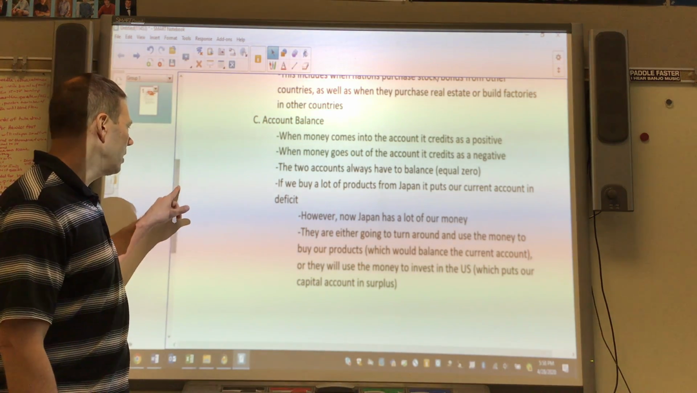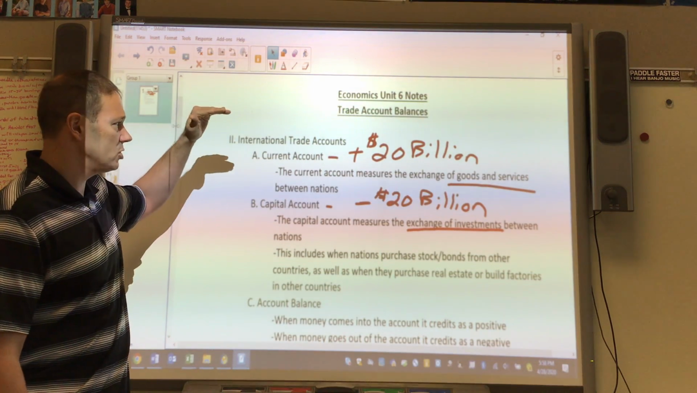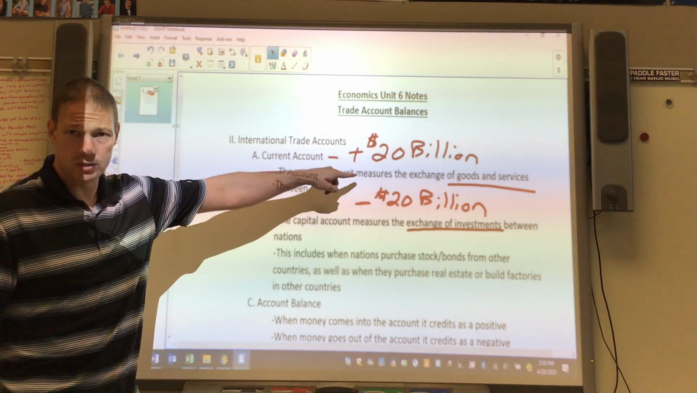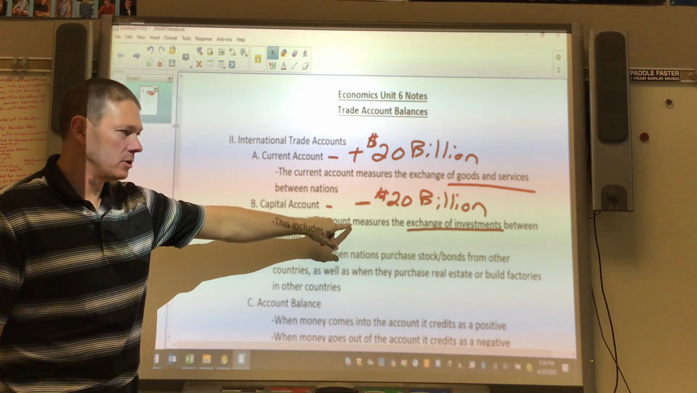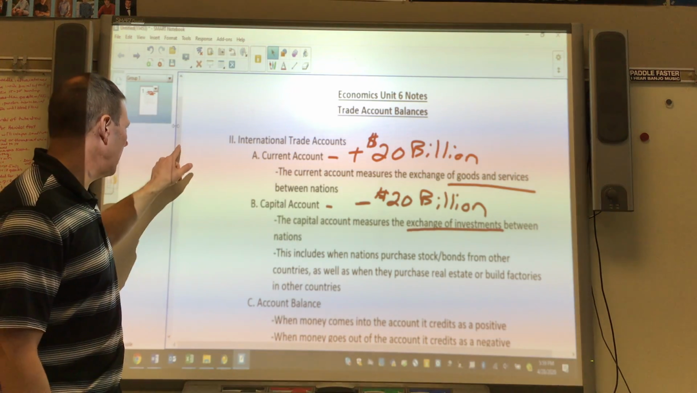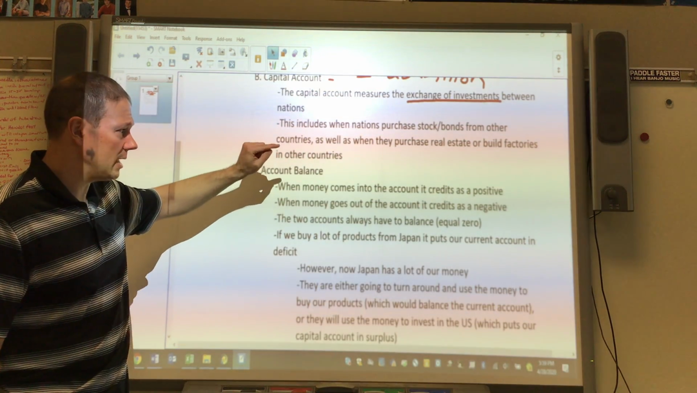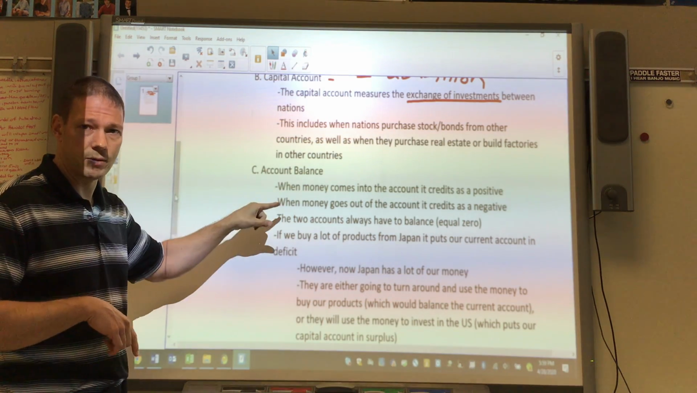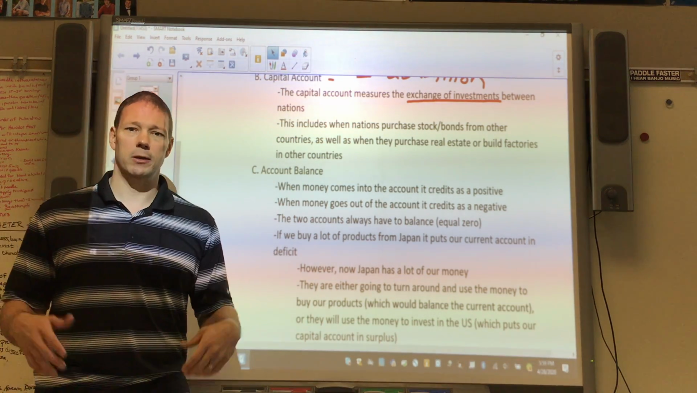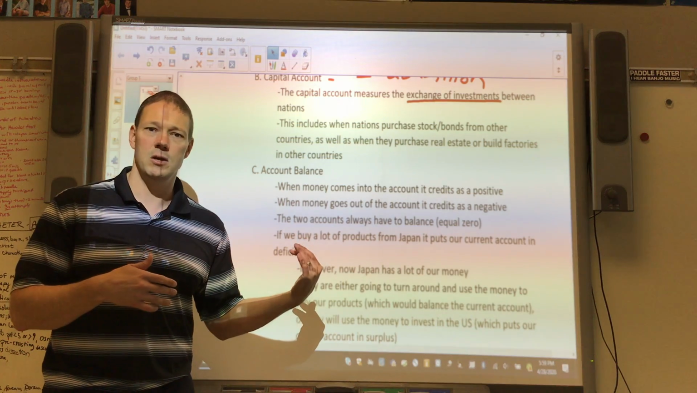So at this point, a couple just simple things. Again, the definition of current account, the exchange of goods and services. Capital account measures the exchange of investments. Know the concept: when money comes in, it's a positive, money goes out, negative, and the two accounts always balance. If you know that, you got everything you need to know about current and capital accounts.